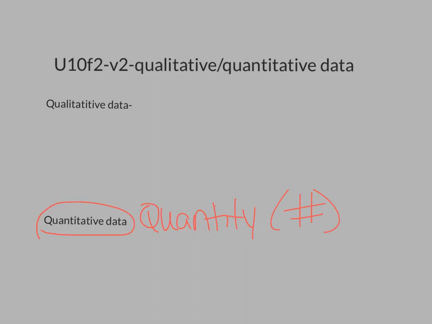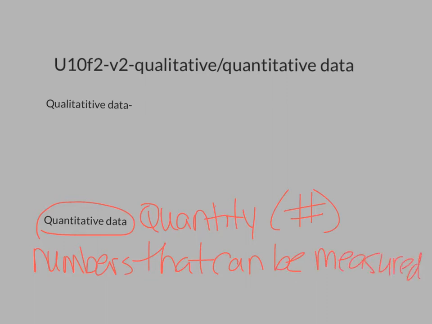So, a lot of times you can put a unit on it, like 5 feet tall, 7 feet tall. Someone's height is a quantitative piece of data. Someone's weight, because it's pounds. Someone's phone number is not, because there's no units to it. It's not a measurable number.